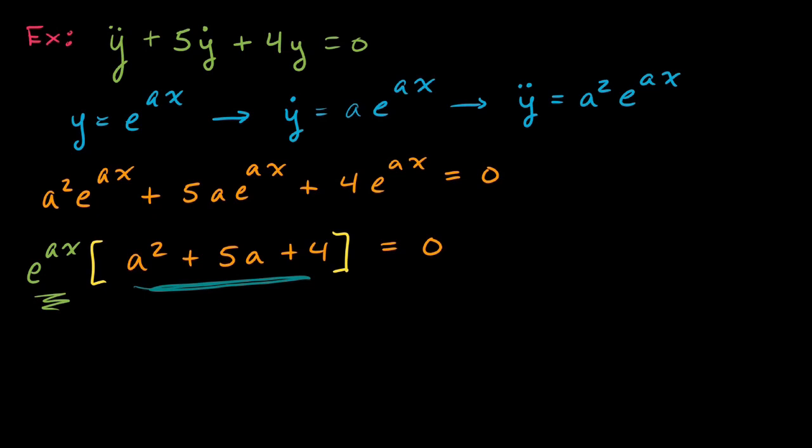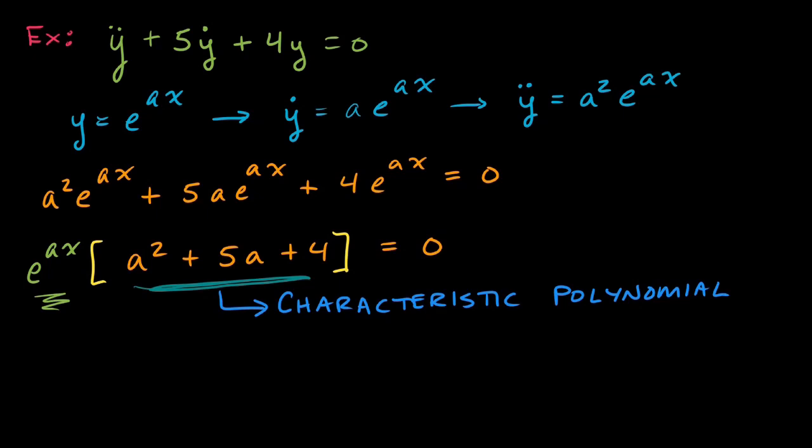That only happens when the value of a is a root of that polynomial. Because remember, the roots of the polynomial are the values of the independent variable, so to speak, when the polynomial becomes 0. Now, something of interest is that this polynomial in here is called the characteristic polynomial. And as we just discussed, the roots of that polynomial have a lot to do with the solution to the differential equation.